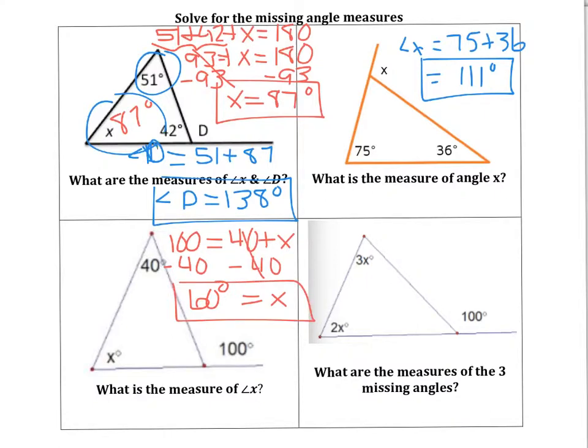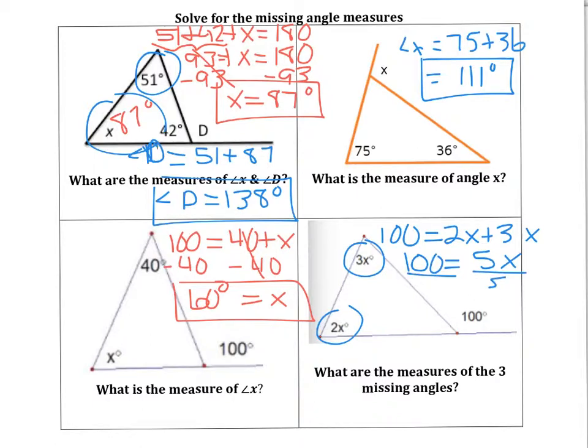In the next one, I have to use some algebra here, but if I know that 100 must equal the total of these two, then I can set that up as an equation. So I would do 100 is equal to 2x plus 3x, and so that means 100 is equal to 5x. Now I divide by 5, and I find that x is 20. So I can go back and find each angle. 2 times 20 would make this one 40 degrees. 3 times 20 would make this one 60 degrees.